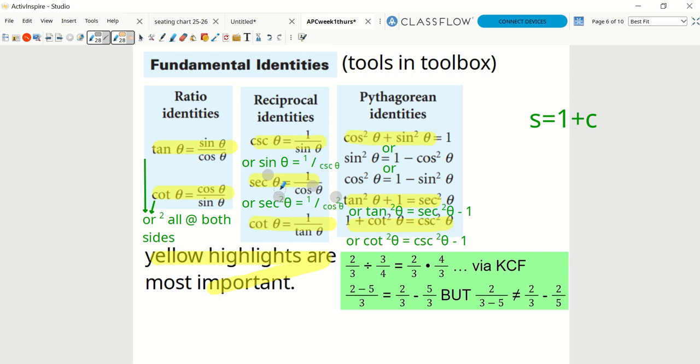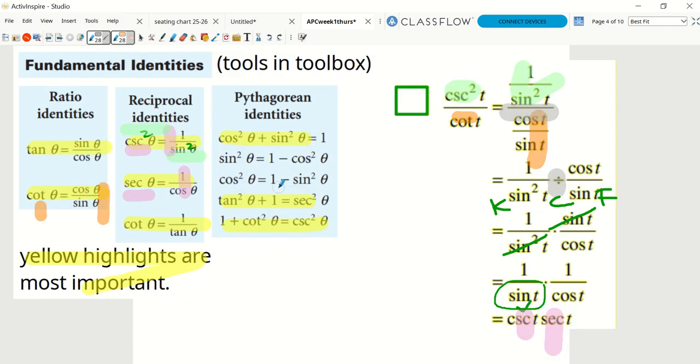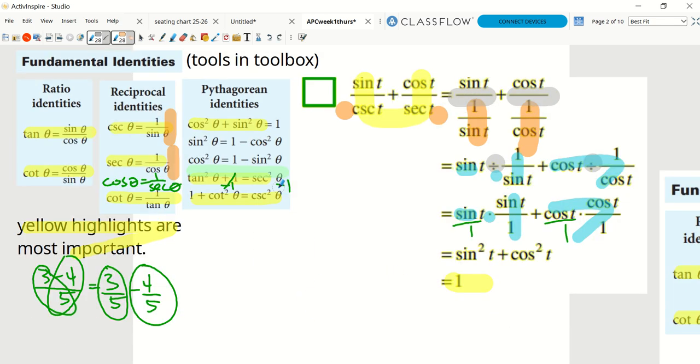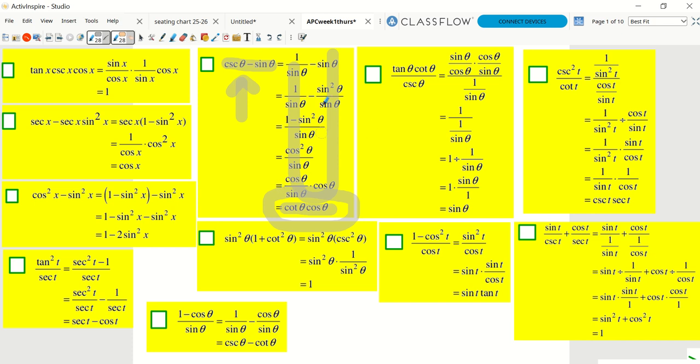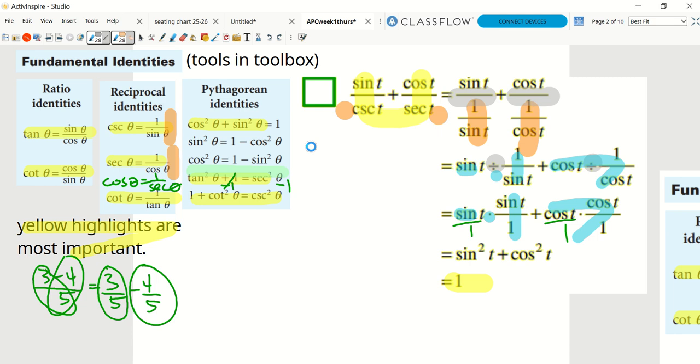These identities are going to be tools in the toolbox to build these middle steps right here. So you can build these middle steps. That's how I want you to think about it.